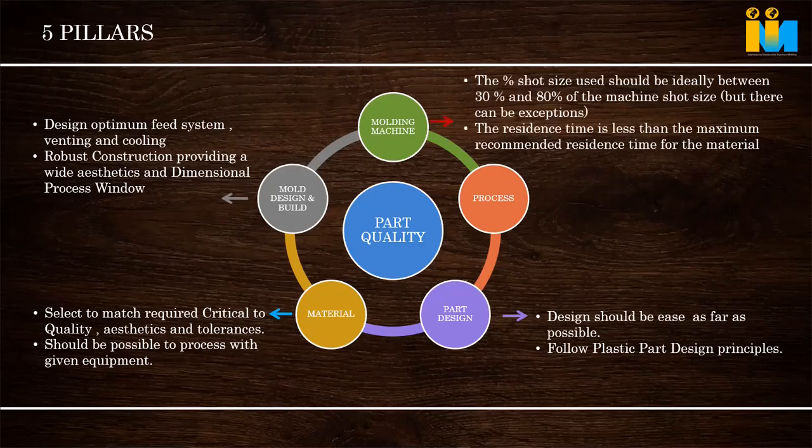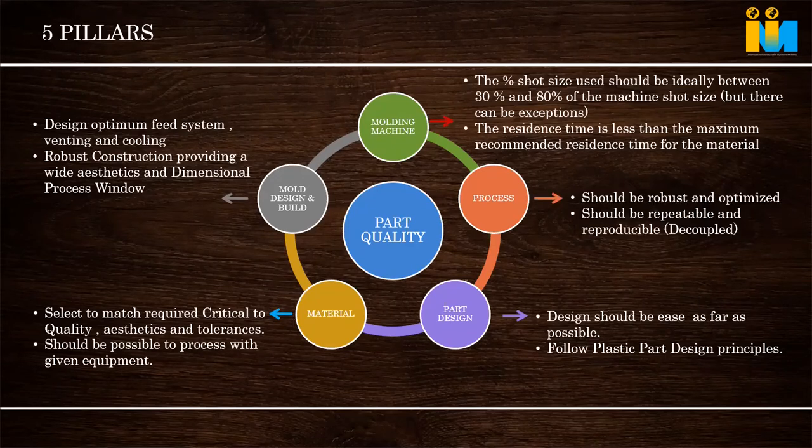Then the molding machine. Molding machine, in the sense, for example: what is the shot capacity of the machine relative to the shot size of the part we are molding? What is the maximum time the raw material is staying inside the machine? All these things are very, very important. These are the 5 pillars we'll be going through in the training. We'll be going deep into all these aspects. And the molding process should be a robust process which should have repeatability.